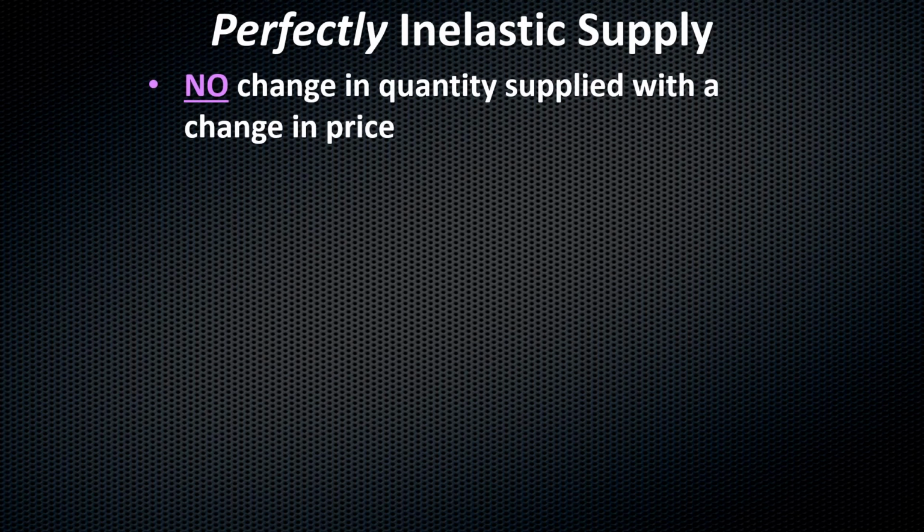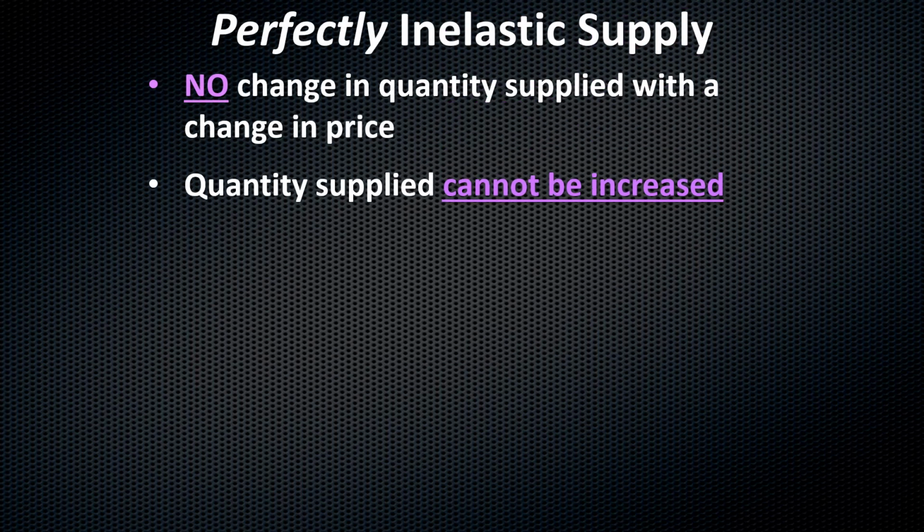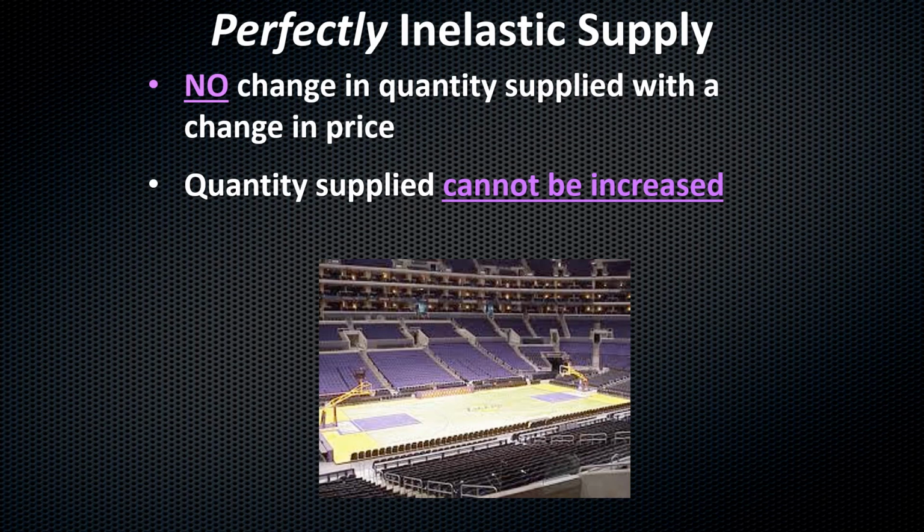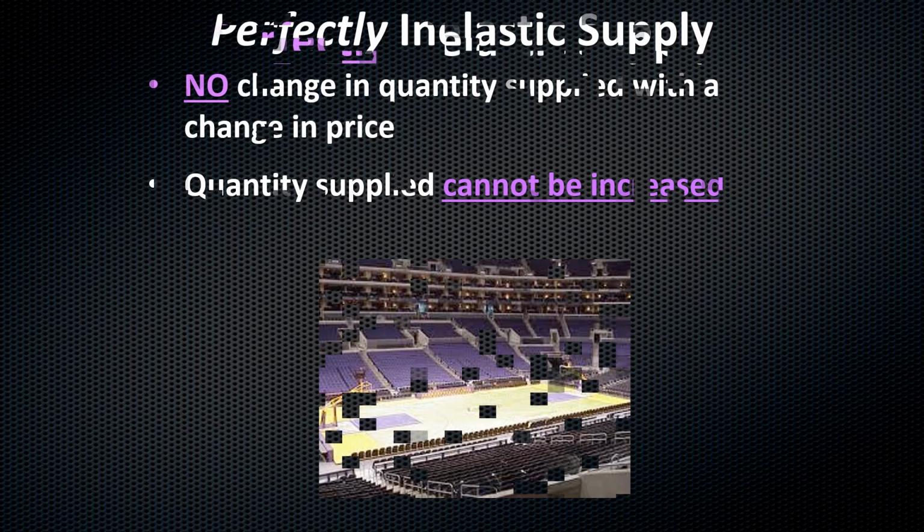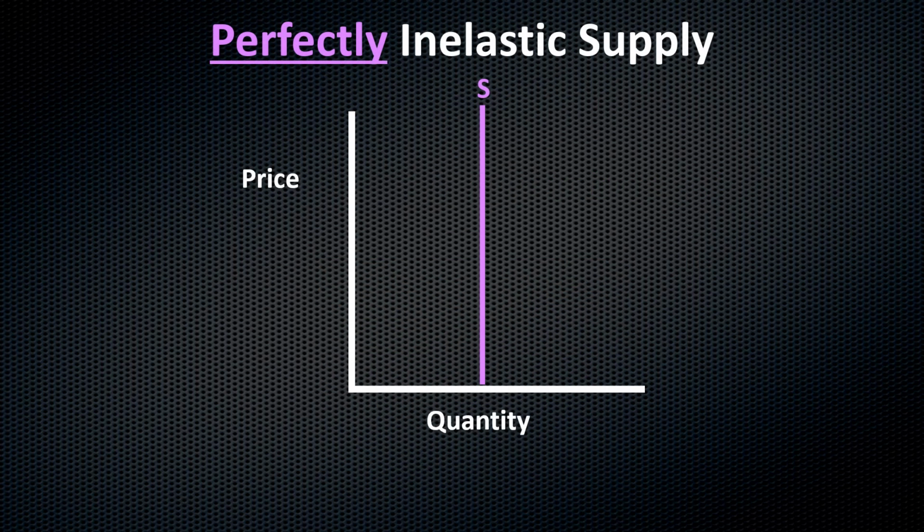Next, we have perfectly inelastic supply. Well, what does that mean? No change in quantity supplied with a change in the price. Quantity supplied cannot be increased. Wait a minute, Amy, can't we always get more of something? No, we can't. What about this example? There's only a certain number of seats in a stadium. We can't just artificially increase the amount of supply. The supply is fixed. That's what it looks like. Quantity supplied will never change in this instance.